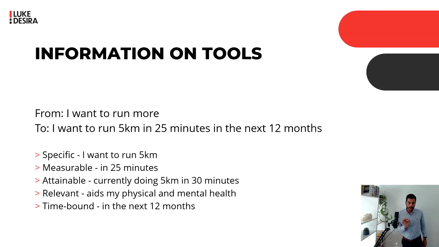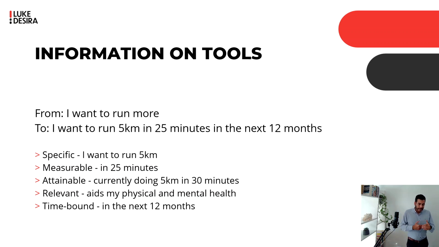Measurable, we want to say that we want to achieve that type of running, that type of speed in 25 minutes. Attainable, and here you need to determine whether this is relevant for you or not, in the sense that if you are currently running 5 kilometers in 30 minutes, then possibly running 5 kilometers in 25 minutes might be attainable for you. However, if you've never run, for example, in your entire life, it might be very hard for you to run 5 kilometers in 25 minutes, unless you did other types of sports. So what I'm trying to say is that you need to determine for yourself whether that specific objective is attainable.